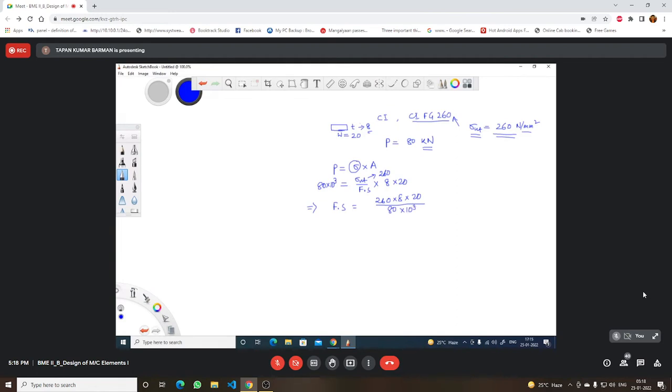Now you may calculate this thing. Suppose 260, 8 into 20 divided by 80. So the factor of safety is equal to the maximum. Your value is coming 0.52. If my calculation is okay, the value is coming as 0.52. Are you getting the same value?